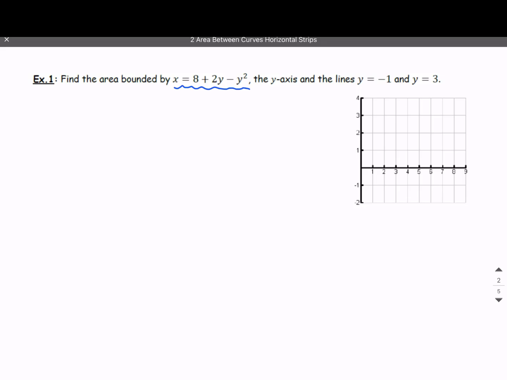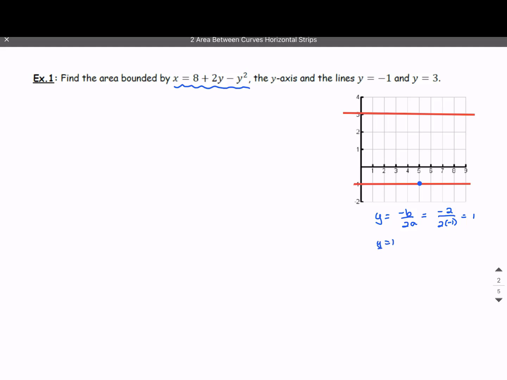Okay, so let's see what this picture looks like. Let's do the easy parts first. So we have a line at y equals -1, and we have a line at y equals 3. And now we have to graph this x equals 8 plus 2y minus y squared. To graph this, the axis of symmetry is -b over 2a, which would be -2 over 2 times -1, which is y equals 1. So the axis of symmetry is 1, so if we substitute in the 1, we would have 8 plus 2 minus 1, that's 9. So our turning point is here.